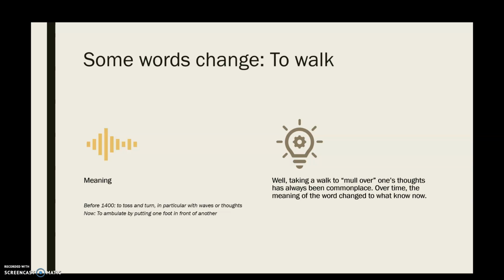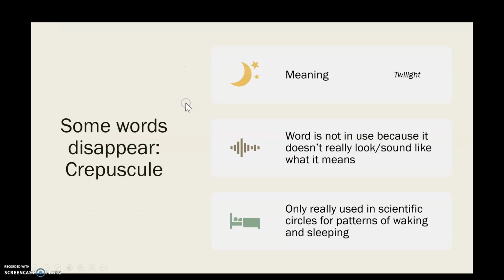Now it means to ambulate by putting one foot in front of the other. And, well, taking a walk meant to mull over one's thoughts, and it's always been commonplace. Over time, we changed it from the process of thinking to the process of moving. That's an example of a word that has changed meaning over time.